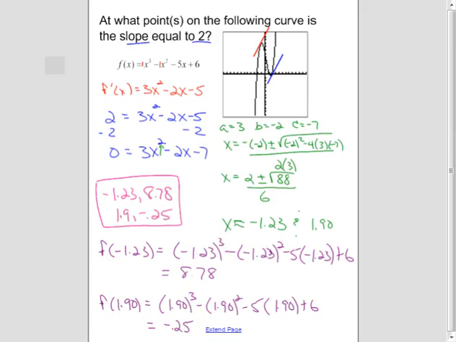Although these are approximates, they're very close. To marry it up to the whole picture, we've got that this point here, negative 1.23, 8.78, is the point of intersection where the tangent line has a slope of 2, and this other point is about here.